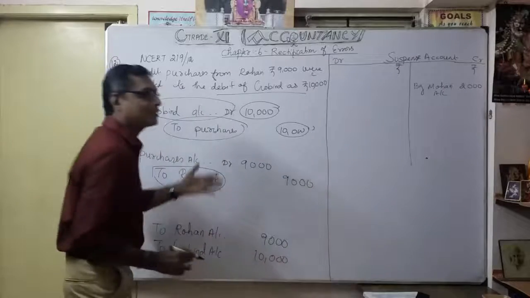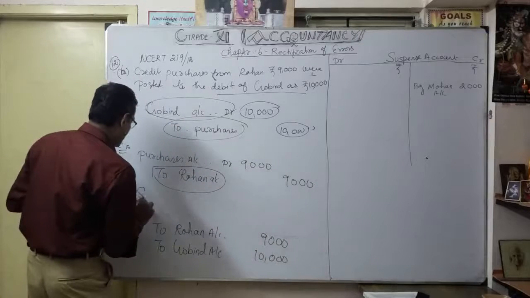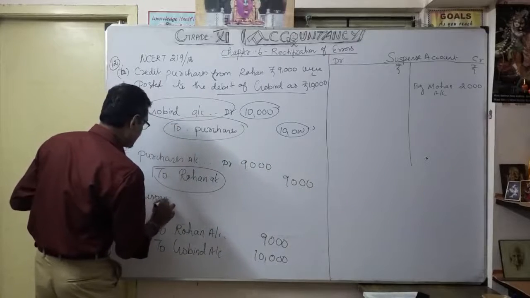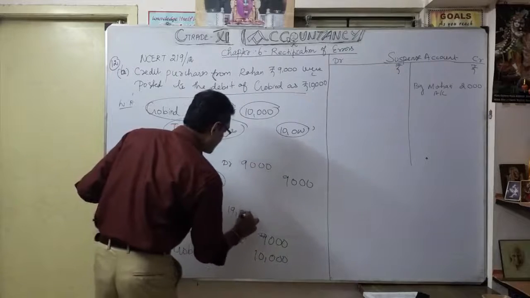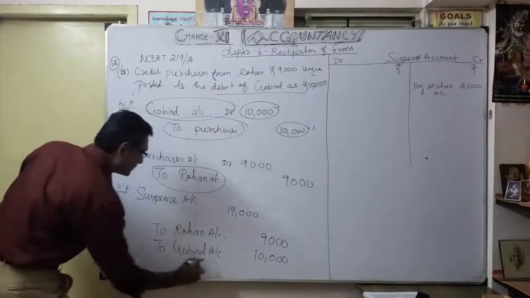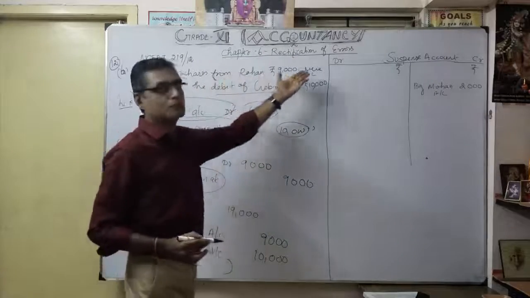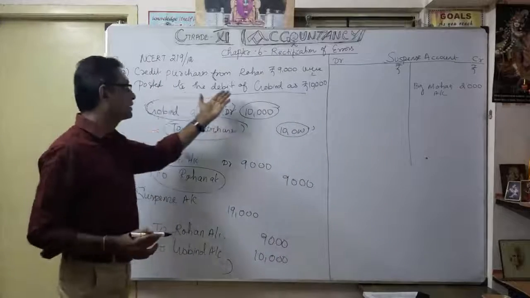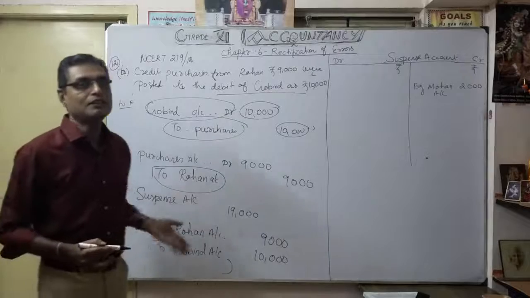So what is my debit? Here everything is a one-sided error. That's why the debit is to suspense account, isn't it? To suspense account, how much? Now 19,000. Okay, now you have understood. The narration you can write very clearly: credit purchase from Rogan 9,000 was posted to the debit of Gobind 10,000, now rectified. That's the narration you have to write.